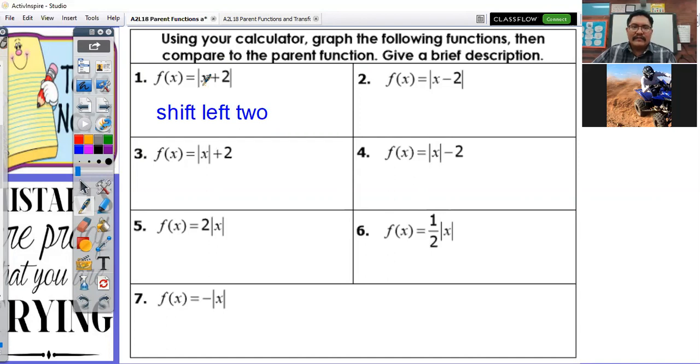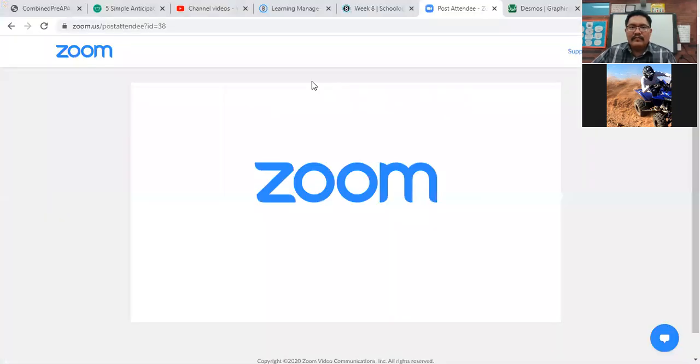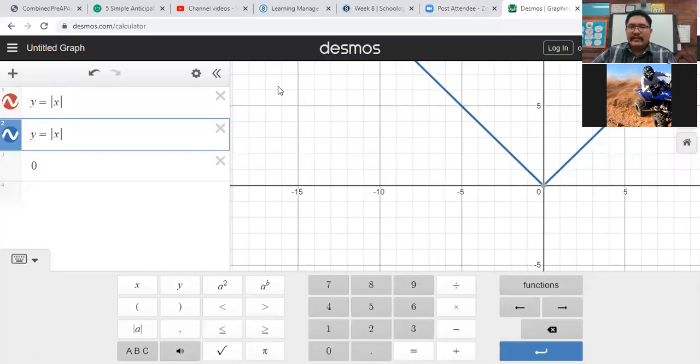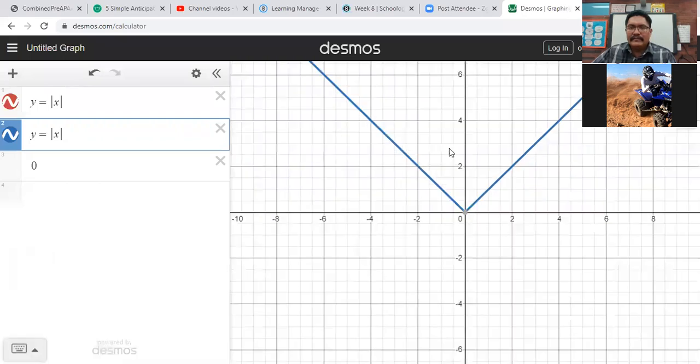So I got the first one already filled out. f of x, if you remember, is just y. So y equals the absolute value of the sum of x and 2 is the way you would say that. Let's see what happens if we graph that. I'm going to move over here. It looks like my zoom is still up from here, and I got the parent function already graphed.